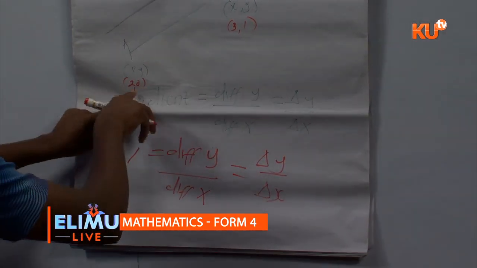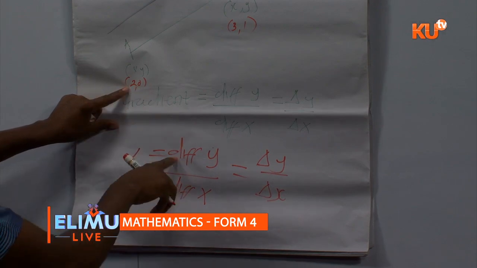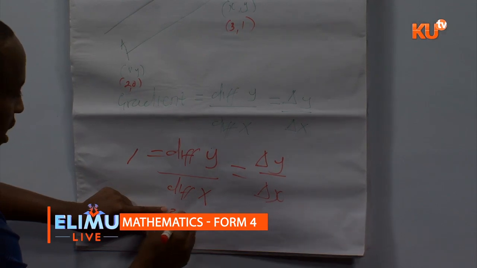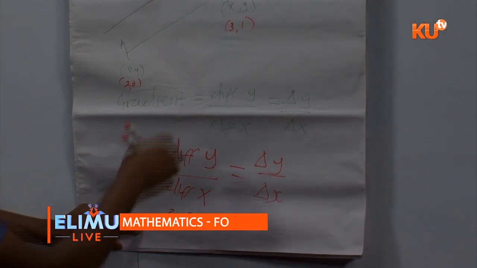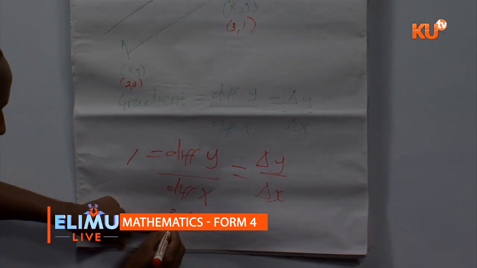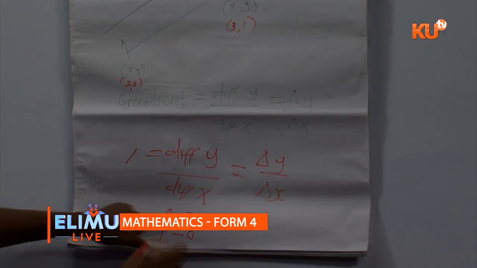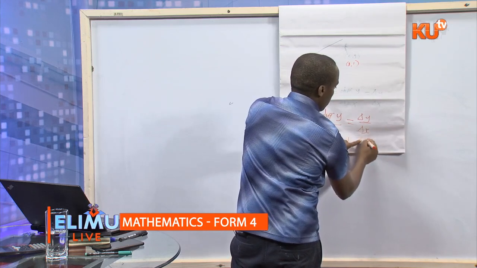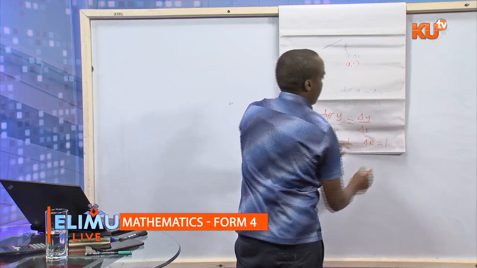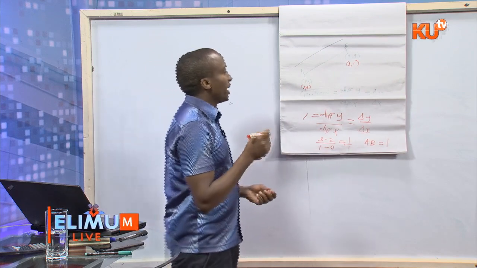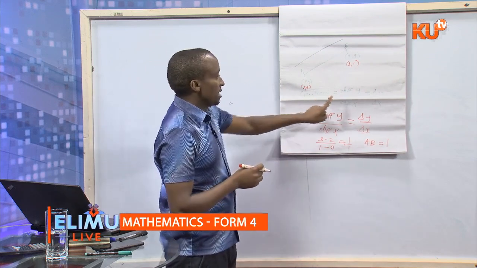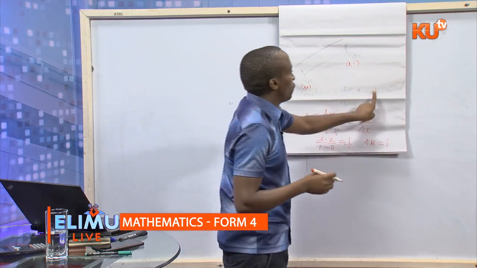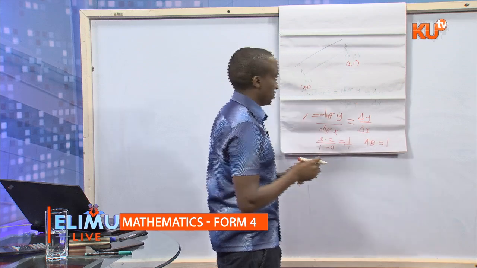In our case here, the change in y is 3 minus 2, divided by 1 minus 0, which is equal to 1 over 1. So the gradient of this line AB is equal to 1. The gradient of a line is the difference in y divided by the difference in x, which is also denoted by the change in y divided by the change in x.